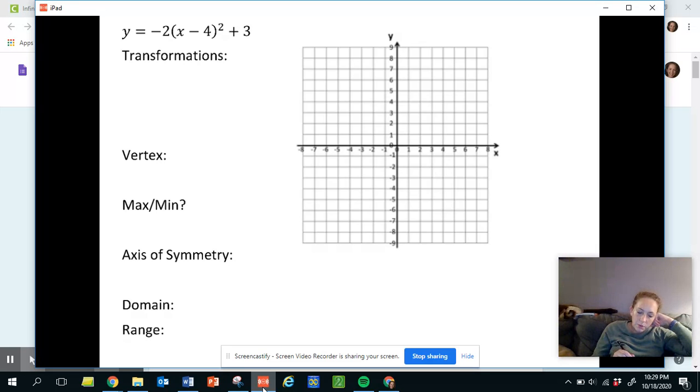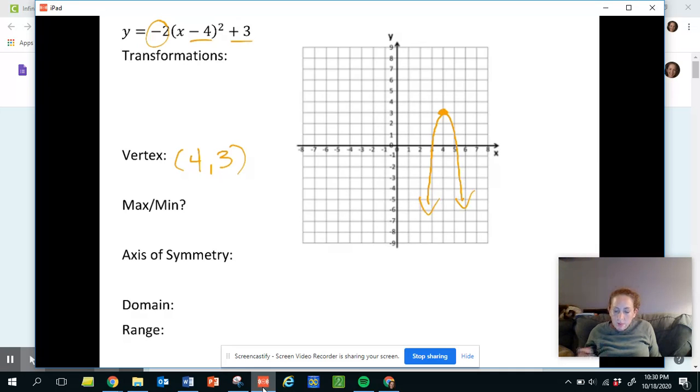The vertex, I'm going to use these two numbers, but the tricky part is I have to flip the first number. So it's going to be +4, +3. Remember, anything inside parentheses with x is going to flip. So I'm going to go to the point (4, 3), put a dot, and then my a is -2, so that's going to affect the shape. Since it's negative, it's going to go down, and since it's a 2, it's going to be more narrow.